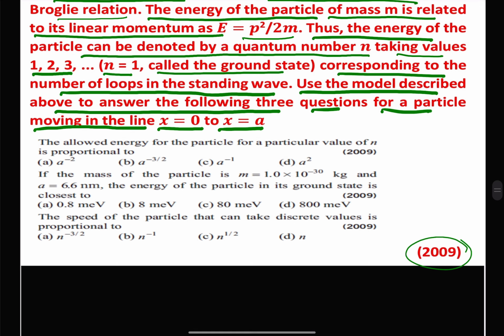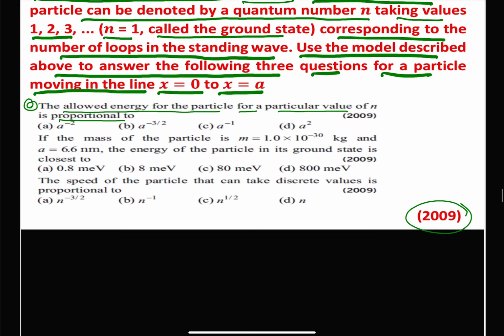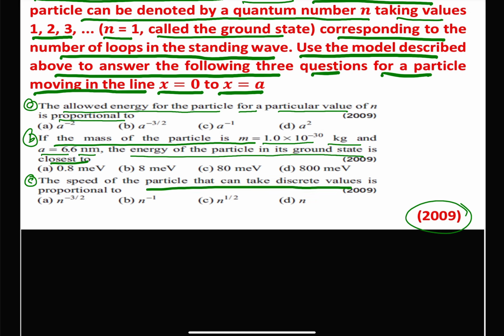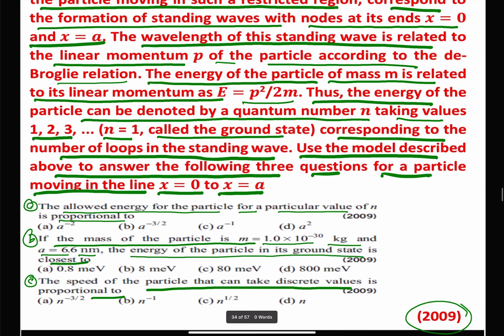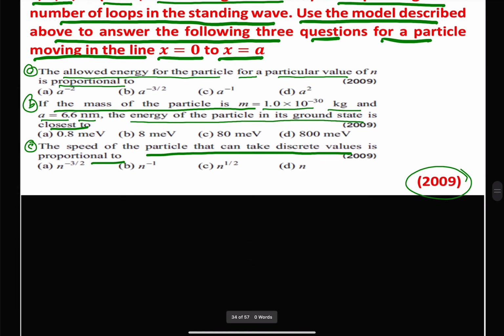So here we have 3 questions. In question A, it states that the allowed energy for the particle for a particular value of n is proportional to. For B, if the mass of the particle m is 1 into 10 to the power minus 30 kg and a is 6.6 nanometer, the energy of the particle in its ground state is closest to. And in question C, the speed of the particle can take a discrete value proportional to. So here it is a combination of the movement of the particle along with our standing wave formation.